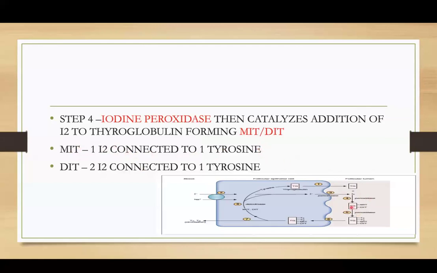So the thyroglobulin is made up of 70 different tyrosines, right? So when one iodine connects to one tyrosine, we have MIT. And then DIT is two iodines, two I2s connected to one tyrosine. That's what we call DIT. And this whole process is obviously catalyzed by iodine peroxidase, the same enzyme that's responsible for the oxidation of I minus to I2. So at this point, what we're left with is a thyroglobulin with an MIT and a DIT attached to it because the iodine is connected to the tyrosines within the thyroglobulin, right?